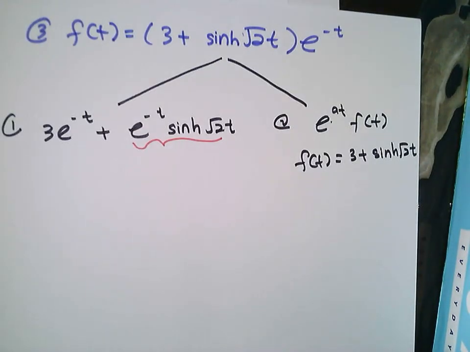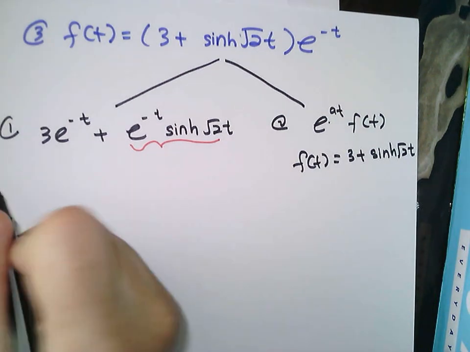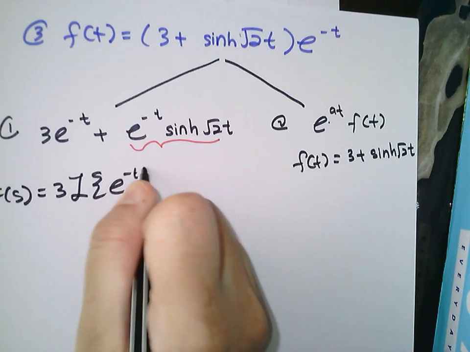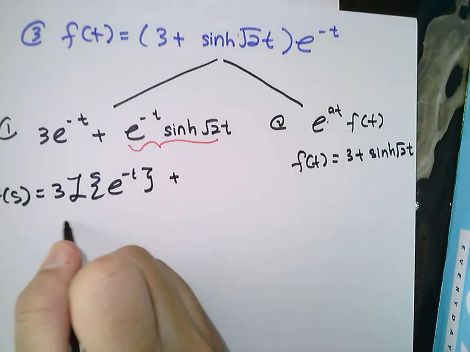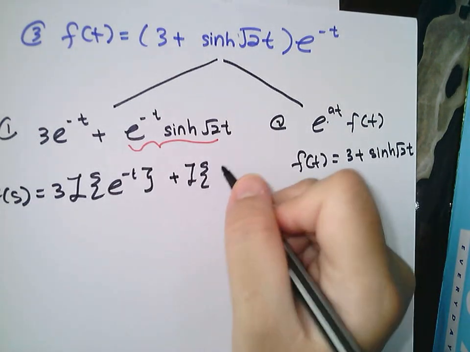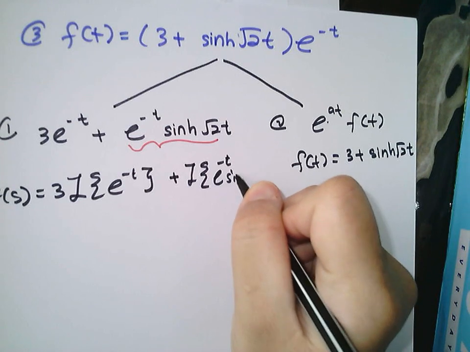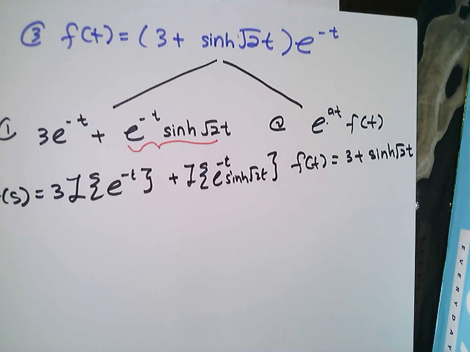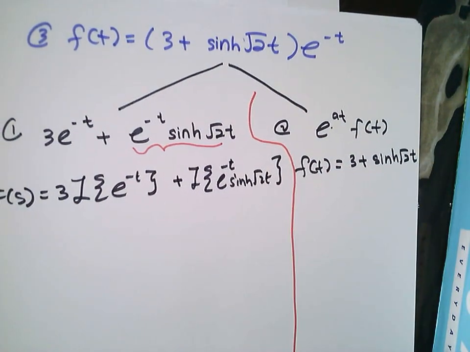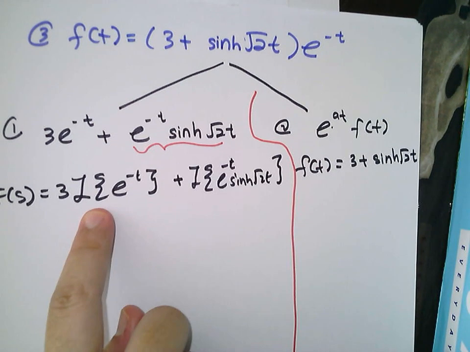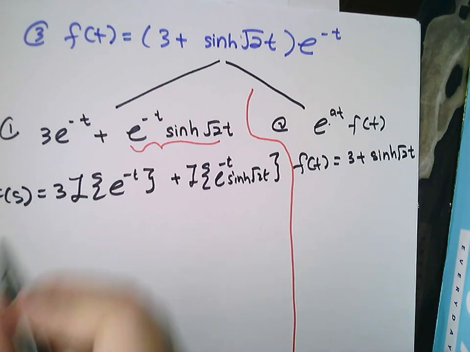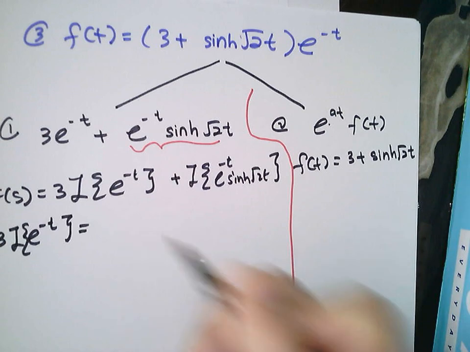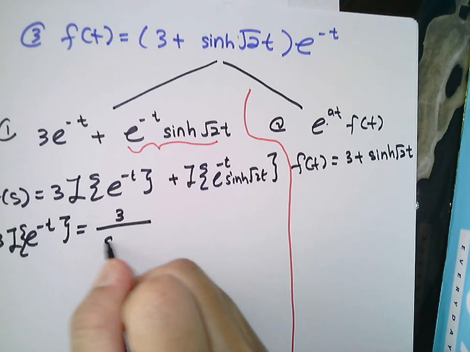Okay, so you need to get your F(s) is equal to 3 Laplace of e^(-t) plus Laplace of e^(-t) sinh(√2 t). Okay, so this is the first solution. Okay, so this one is directly from the table. So you know that 3 Laplace of e^(-t) is equal to 3 over s plus 1.